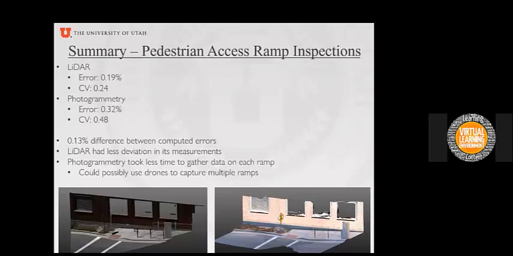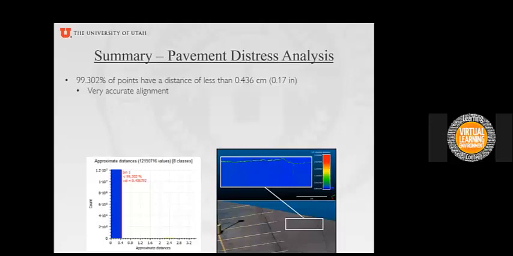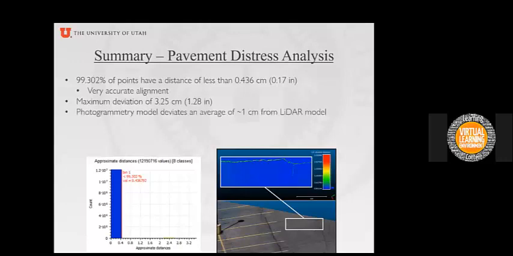And then let's talk a little bit about our pavement distress. So we had a very accurate alignment with most points having a distance of less than 0.4 from the ground truth model. So photogrammetry deviating about 0.4 from the LiDAR model. Had a maximum deviation of 3.25%, average deviation of 1 centimeter from the LiDAR model.